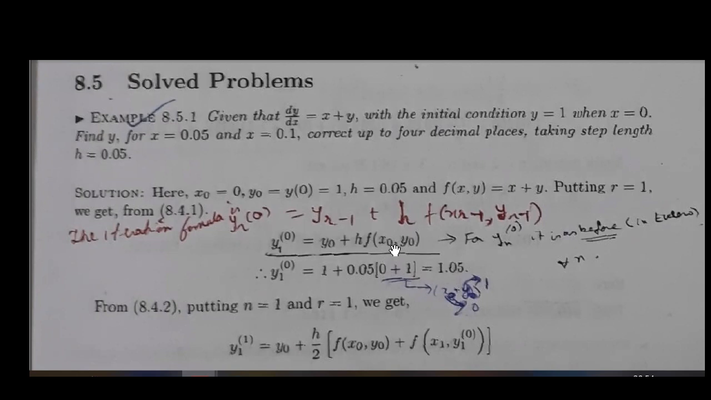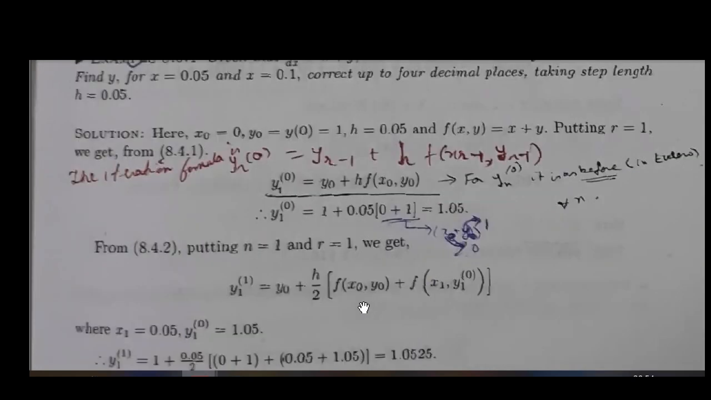But f of x0, y0, as we already saw, use the function which is given, x0 plus y0, where x0 is 0 and y0 is 1, so 1. So simply find y1(0). The initial level of approximation of y1 is 1.05. Now let us use the modified part, because for the modified part we needed this y1(0). We have already obtained it. Now let us use it.